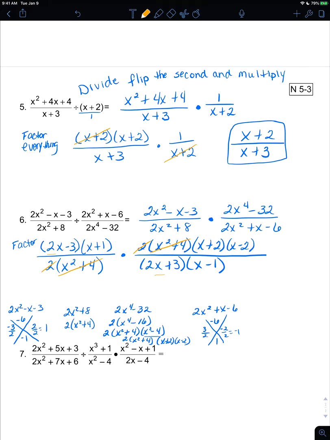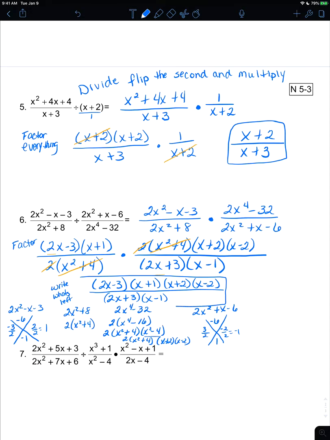Nope, nothing else reduces. So for the final answer, write what's left. What all is on the top? We have 2x minus 3 times x plus 1 times x plus 2 times x minus 2. All of that is on the top. Okay, on the bottom, 2x plus 3 times x minus 1. So that one is still a very long answer, but it's a lot shorter than what it was before.